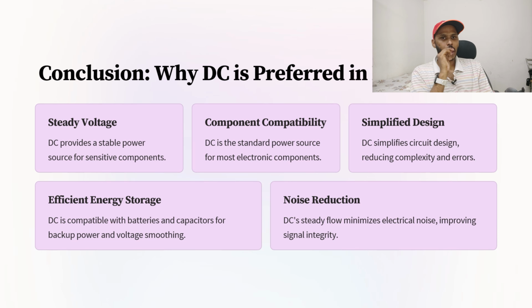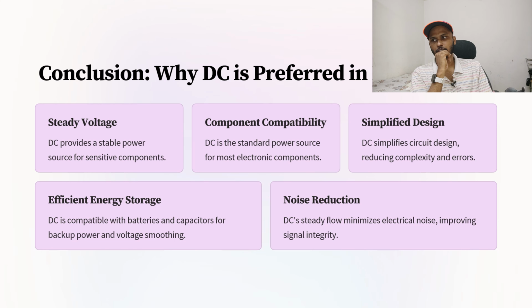Now you may have another doubt: if DC has so many advantages, then why are we going for AC? Why don't we get DC in our home, so that we don't need to do any conversion and can use it directly? I will tell you the reason at the end of this video. Before that, let's see why DC is preferred.